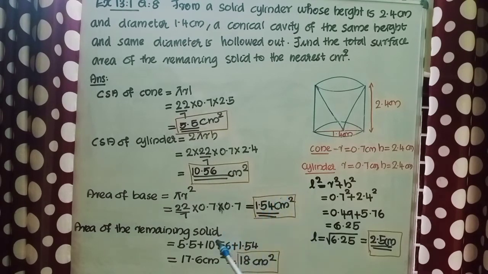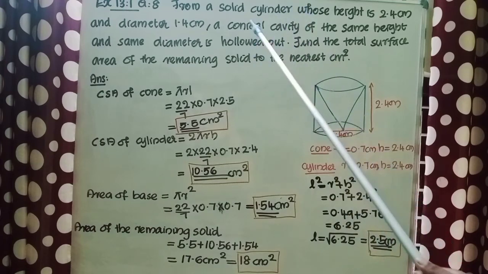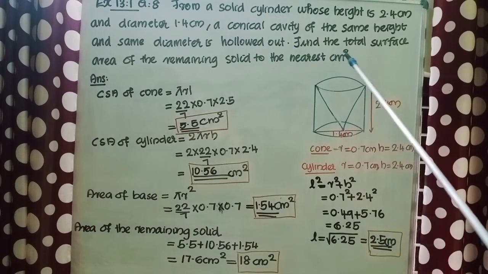that is equal to 1.54 centimeter square. Therefore, area of the remaining solid equal to CSA of cone plus CSA of cylinder plus area of base, that is equal to 5.5 plus 10.56 plus 1.54, that is equal to 17.6 centimeter square. Here it is given, find the area to the nearest centimeter square. So let us round it. We get that is equal to 18 centimeter square.